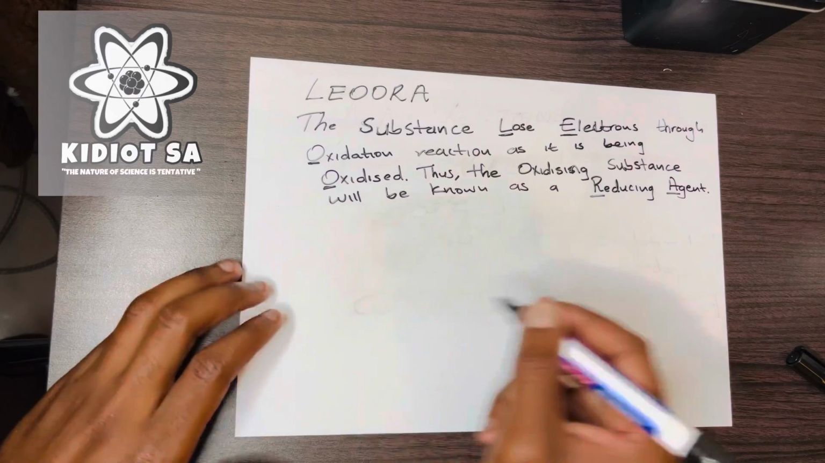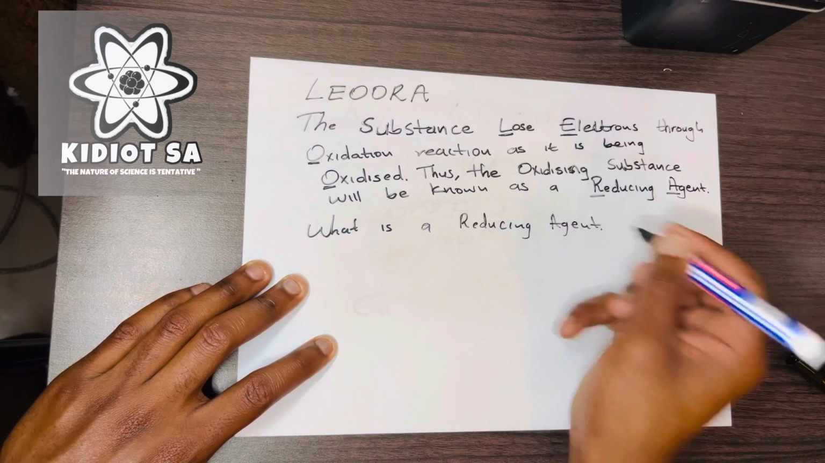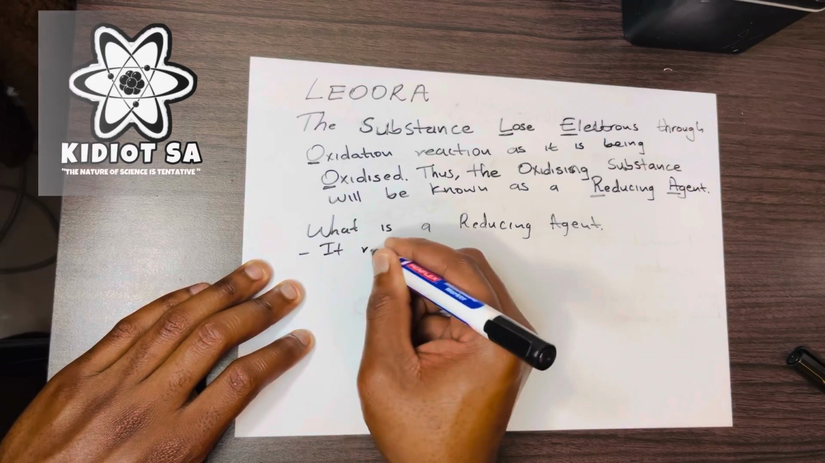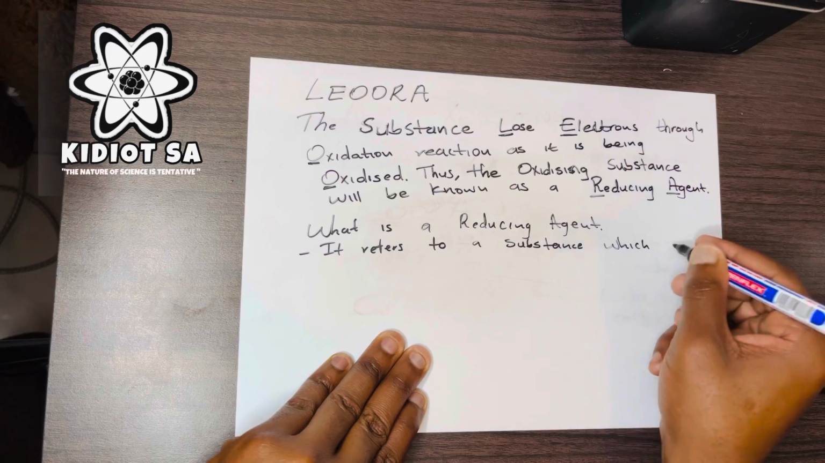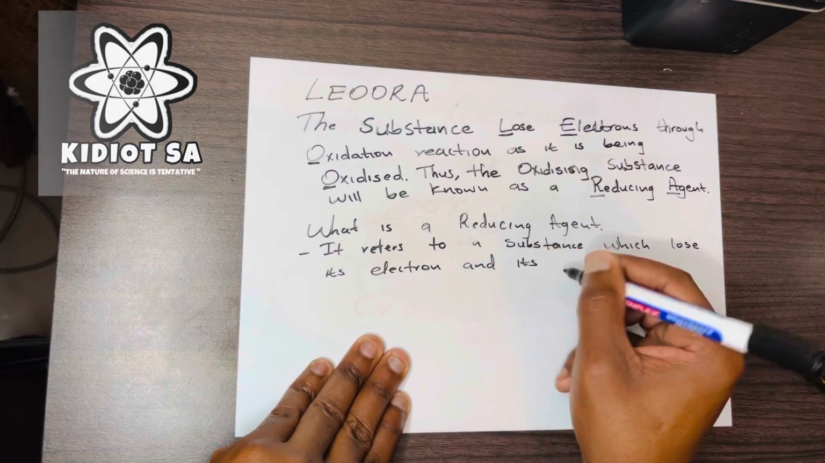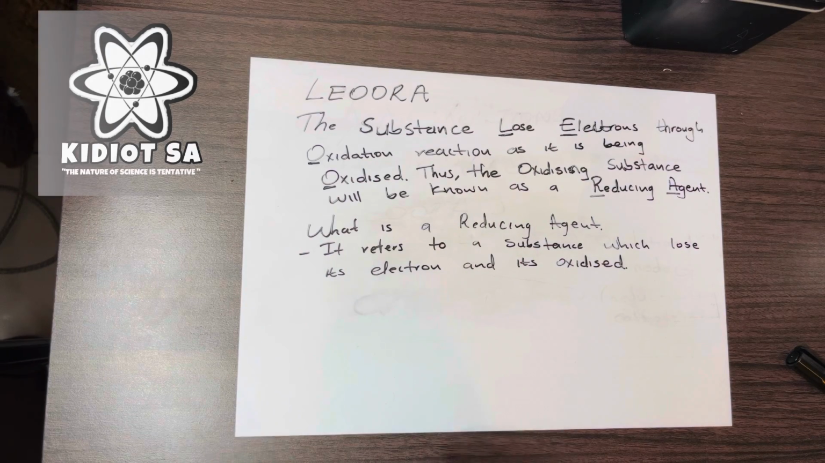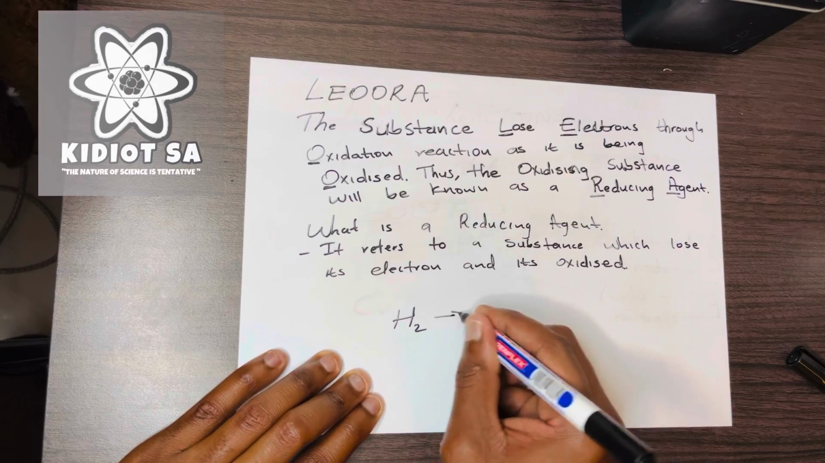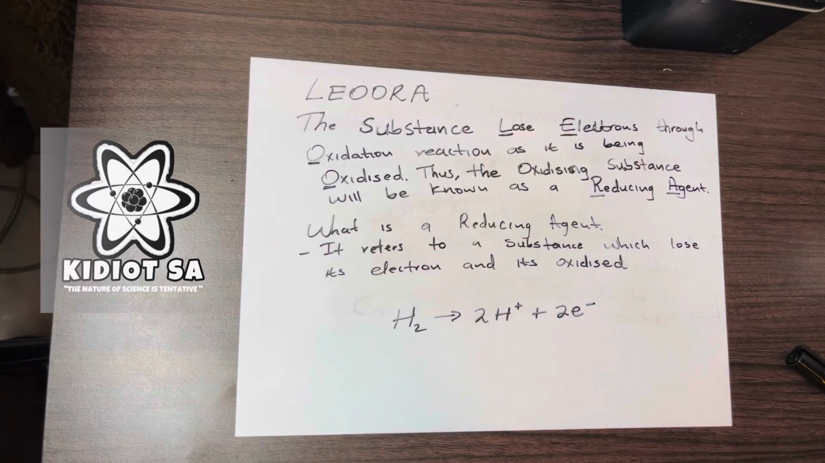That's LEOORA. If they say, what is a reducing agent? You simply tell them that a reducing agent refers to a substance which loses its electrons and is oxidized. That hydrogen is a diatomic molecule, and then it can lose two. Well, you have two, but you lose two. That a hydrogen can lose its electrons. Wow, hydrogen can be a funny atom as it donates even though it doesn't have anything.